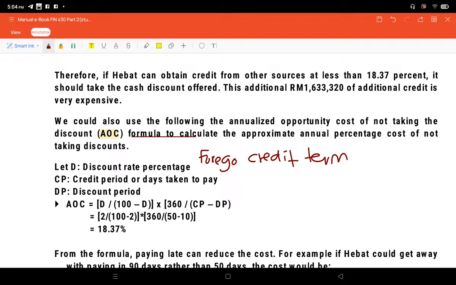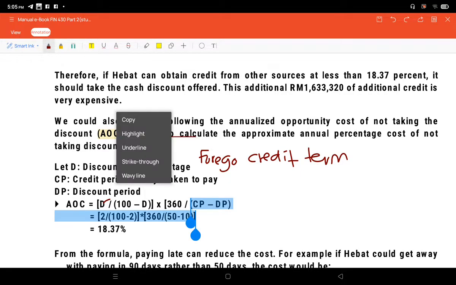Okay, so kita menggunakan formula AOC ataupun dikenali sebagai Annualized Opportunity Cost. So the formula is easy, right? Senang saja, iaitu D divided by 100 minus D. D is the discount. Okay, so how much is the discount? Kalau 2%, you include sahaja dalam formula tu nombor bulat 2. Kalau 3%, 3. Okay, macam itulah. Right, dan divide by 100 and then minus D balik. Kalau 2% discount, you kena minus 2 tu balik kan kat sini, right? And then times, okay, 360 divided by credit period, CP.